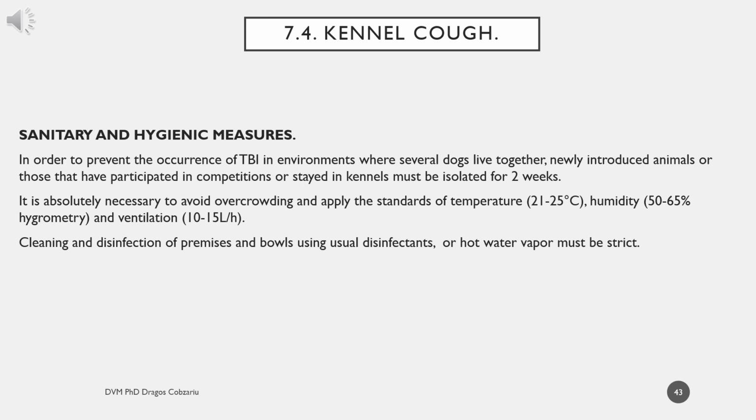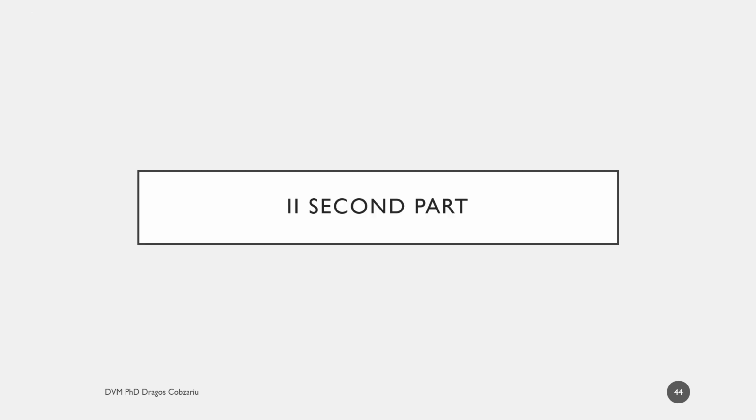Sanitary and hygienic measures. In order to prevent the occurrence of TBI in environments where several dogs live together, newly introduced animals or those that have participated in competitions or stayed in kennels must be isolated for 2 weeks. It is absolutely necessary to avoid overcrowding and apply the standards of temperature, 21 to 25 degrees Celsius, humidity, 50 to 65% hygrometry, and ventilation, 10 to 15 liters/h. Cleaning and disinfection of premises and bowls using usual disinfectants or hot water vapor must be strict.